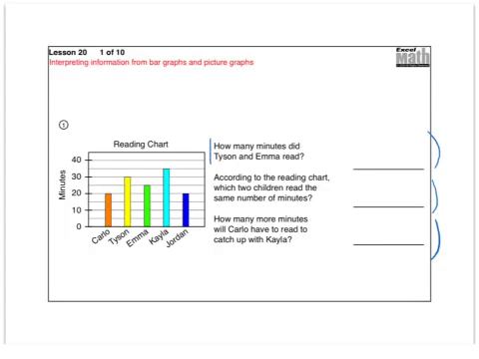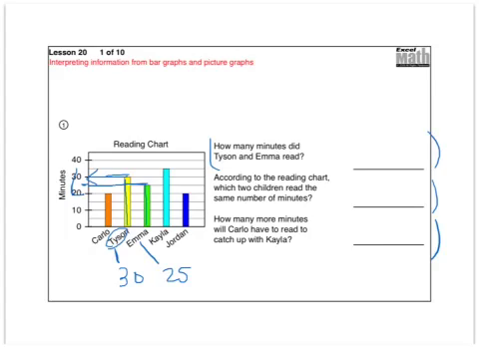The first part says, how many minutes did Tyson and Emma read? Well, what you have to do is look at Tyson here, and that's this bar coming up here, and that goes to this line, and if you come over to here, it says 30. So Tyson read for 30, and then Emma, that's this bar right here that's bright green, and if you follow that line over, it comes between the 20 and the 30. So what number is halfway in between 20 and 30? You should have figured out that that's 25.